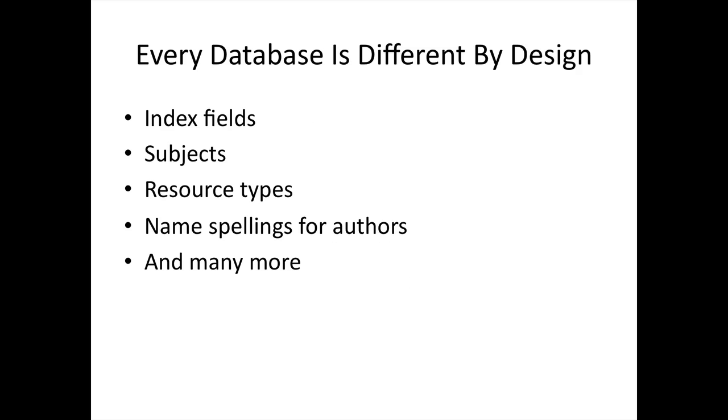Every database is different by design because human beings have so many different names for things and so many different ways of searching for what they want. Database designers make choices about the fields that can be searched, the index fields, the names used for subjects, is it auto or automobile or car, the names used for resource types, is it ebook or electronic book or online book? And all the myriad name spellings for authors. Should the full name be used, only initials for the first and middle names? And what about including professional degrees?